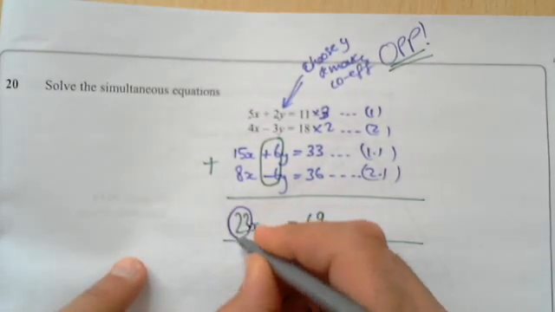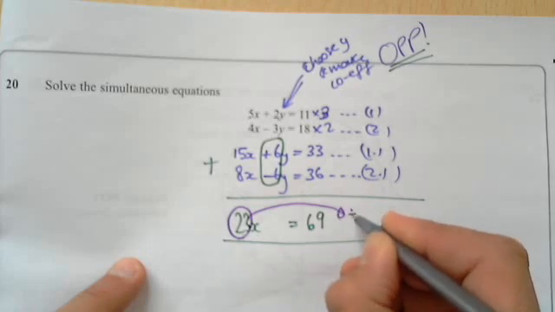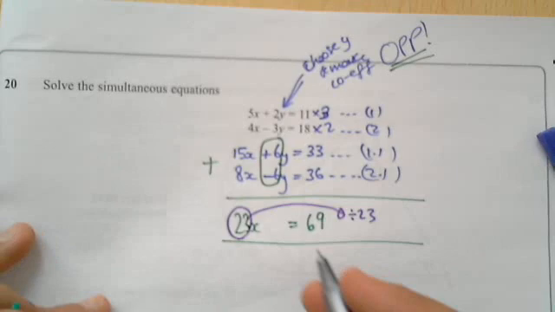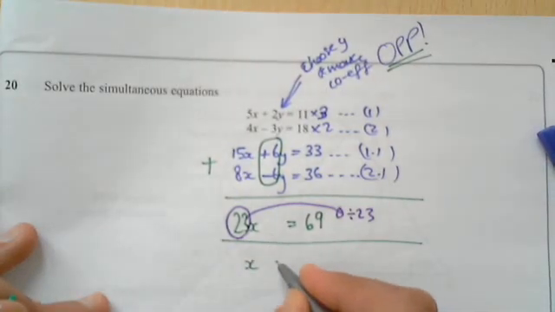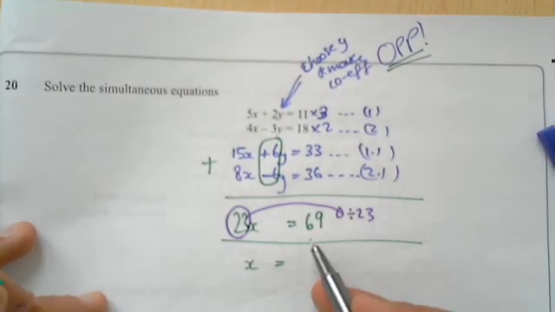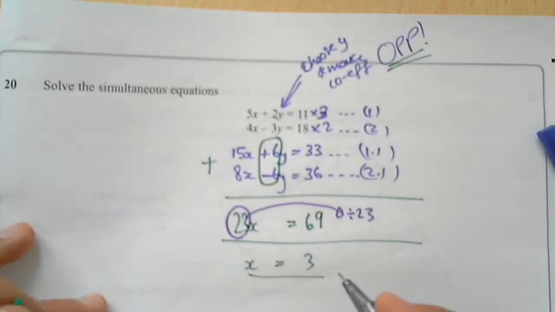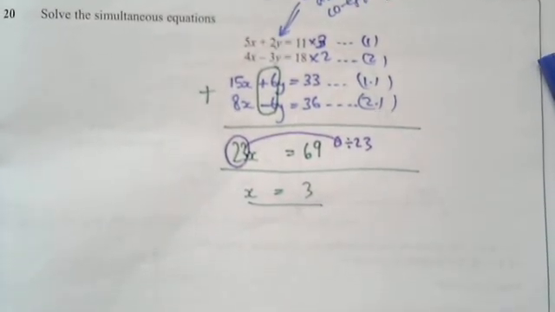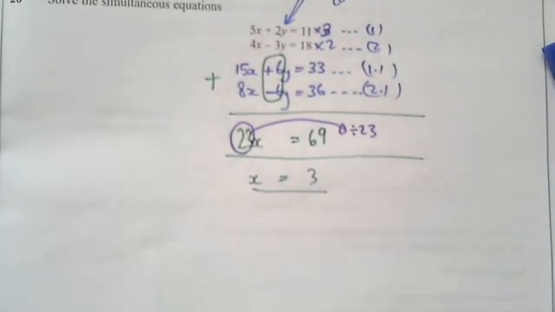So the opposite of times by 23 is divide by 23. So how many 23s fit into 69? That will give us 3. Okay, so now we've just worked out the x value. I'll move this up a bit. We have to now work out the y value.